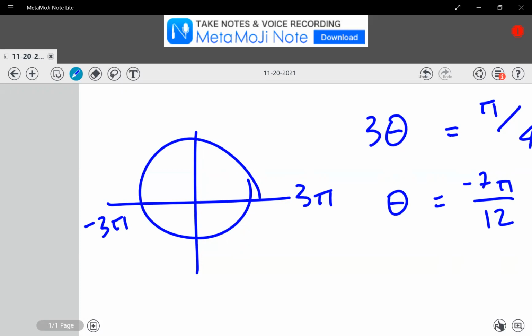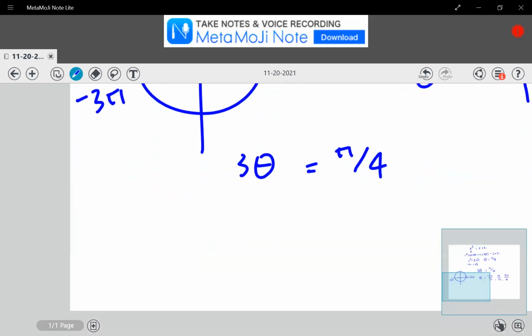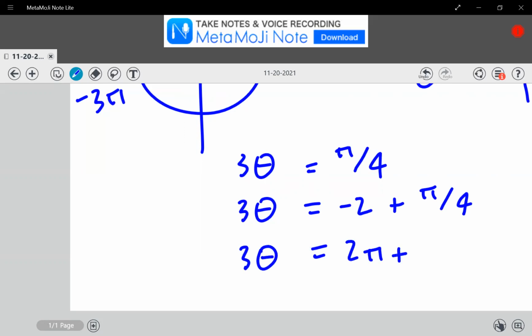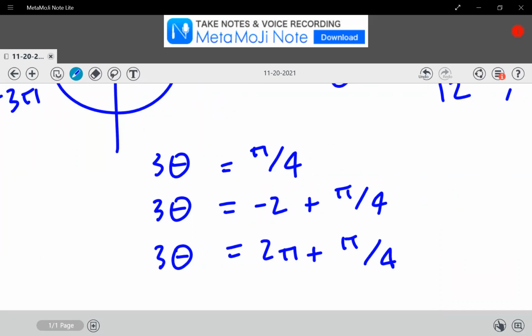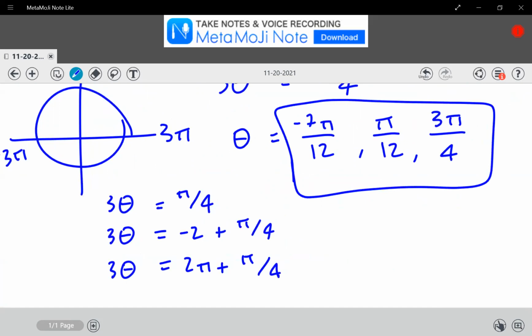So we can go ahead and consider 3 theta equals pi over 4. That's between pi and negative pi. We'll also consider 3 theta is -2 pi plus pi over 4. So again, going around our circle. And finally, 3 theta is 2 pi plus pi over 4. And we can go ahead and solve these to get these values of theta.